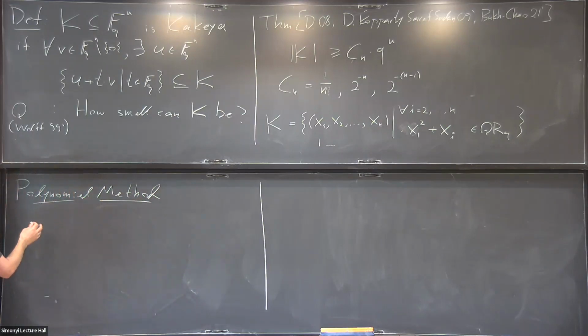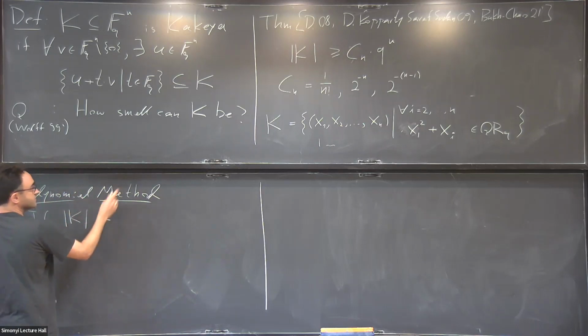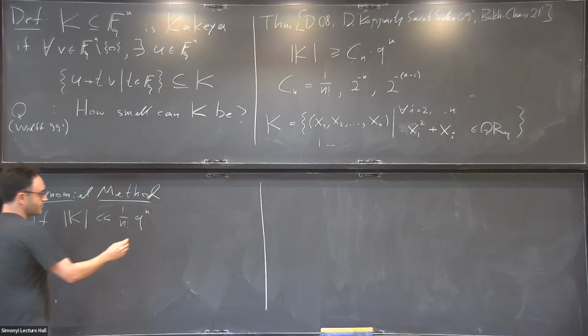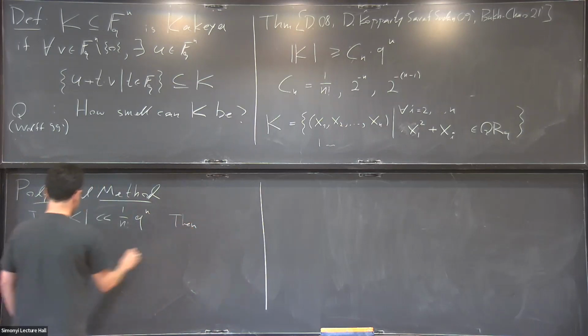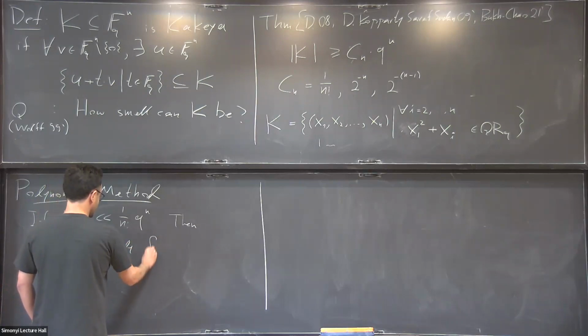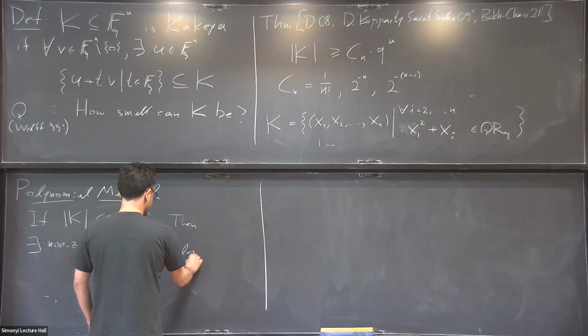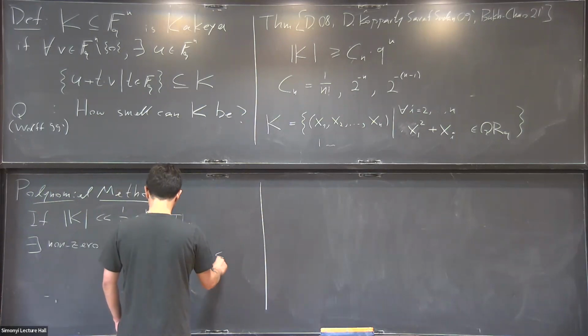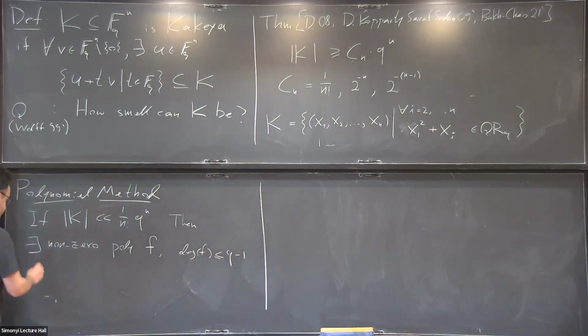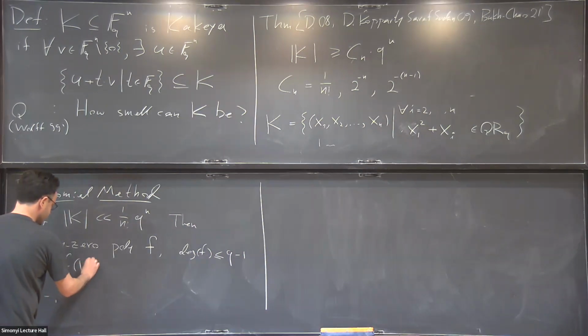And the way the proof looks is you say, well, if the set is too small, let's say if k is much smaller, let's say just from the first bound, 1 over n factorial q to the n, then there exists a low degree, non-zero polynomial f with degree not too large, let's say q minus 1, such that f vanishes on all the points in your set.